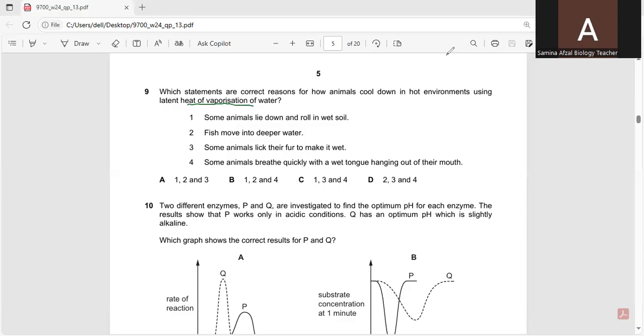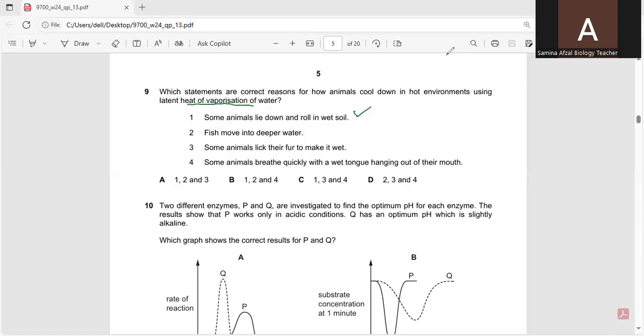Here they have given us four statements. Some animals lie down and roll in wet soil. This is the correct statement, because when animals roll down into the wet soil, the water from the soil gets onto its body surface. As this water evaporates from the animal's skin, it absorbs latent heat from the animal's body, thus giving the cooling effect to the animals. So this is the correct statement.